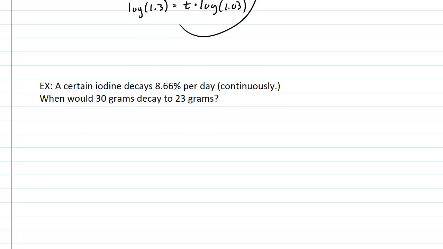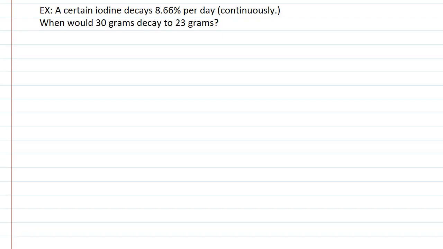So another example here. Atoms decaying are really popular in this particular idea. A certain iodine decays 8.66% a day continuously, and so that means that we're going to be using Pert. When would 30 grams decay to 23? So I start right away by writing Pert.